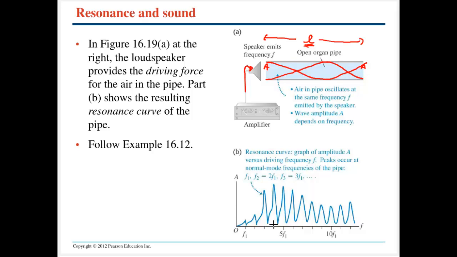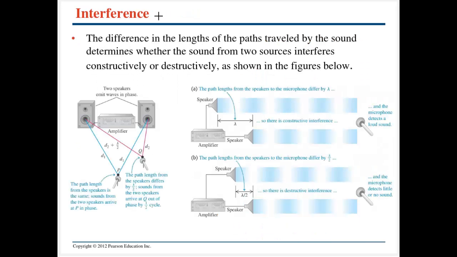So if we look at a plot of the frequency versus the amplitude, which is really how well it responds to that frequency, we can see that there are going to be different harmonics, 1, 2, 3, 4, 5, and so on and so forth, where this open pipe is going to respond best. It's going to resonate best at certain frequencies. Very much the same as the stringed instruments we talked about last time.